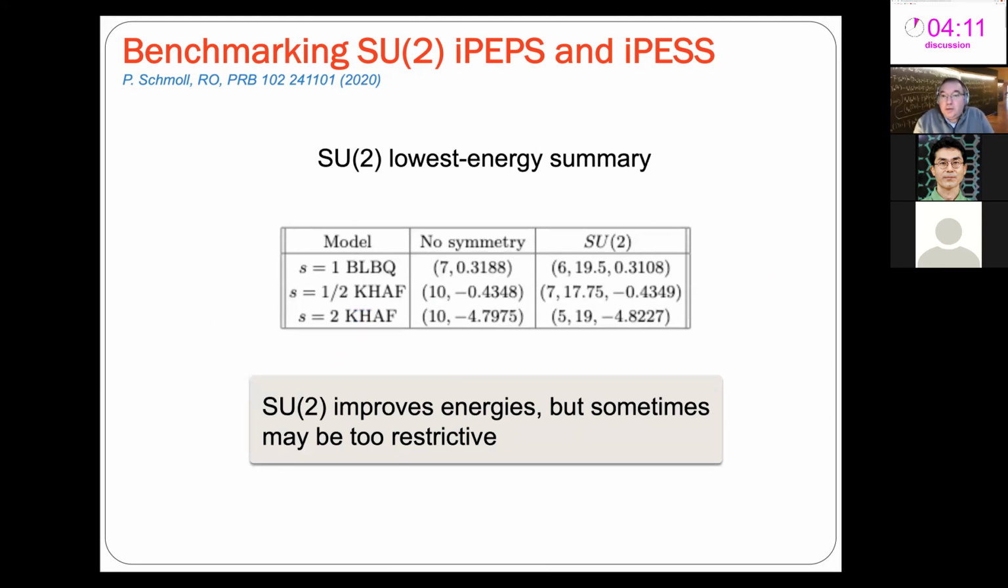Last but not least, this is a summary of the energy that we obtain using SU2 symmetry. We can lower the energy systematically with respect to simulations without symmetry, but we have the feeling that sometimes the symmetry is constraining the ansatz too much, and is too restrictive in the case of higher dimensional systems as compared to, let's say, 1D.